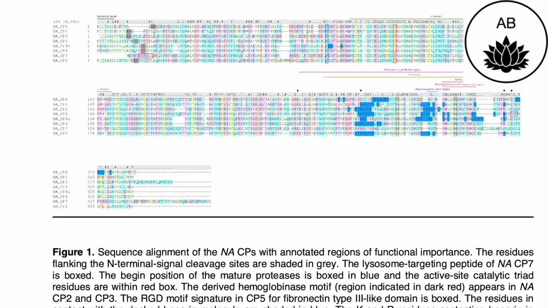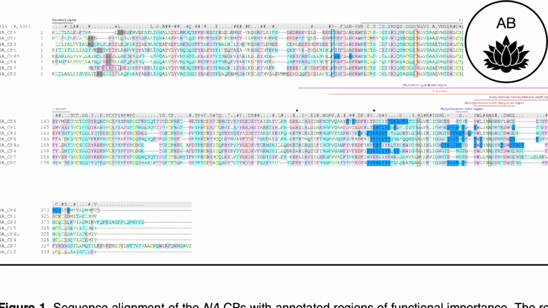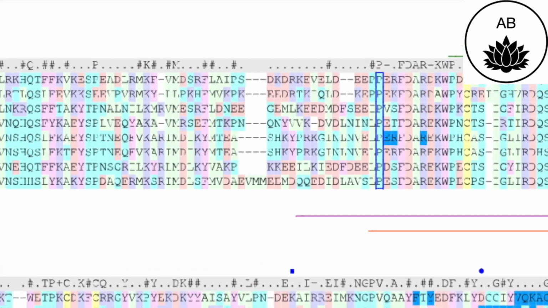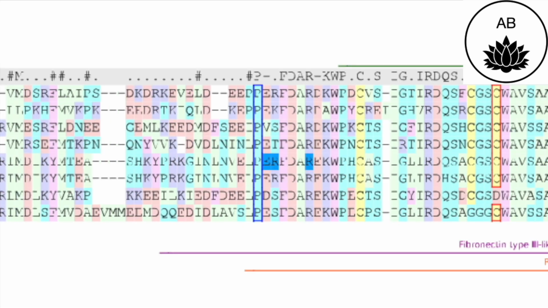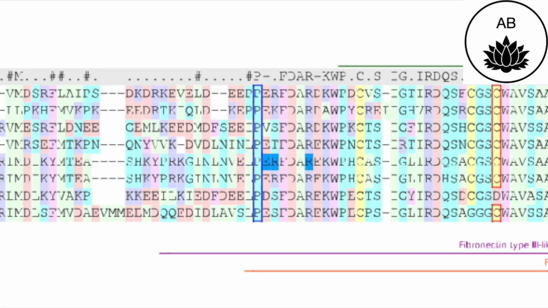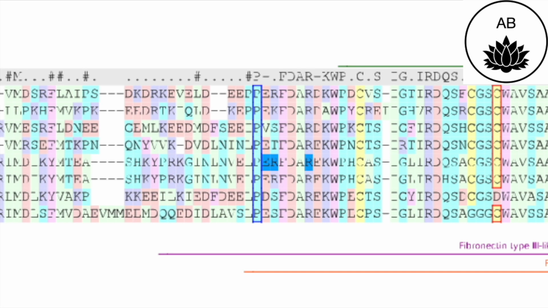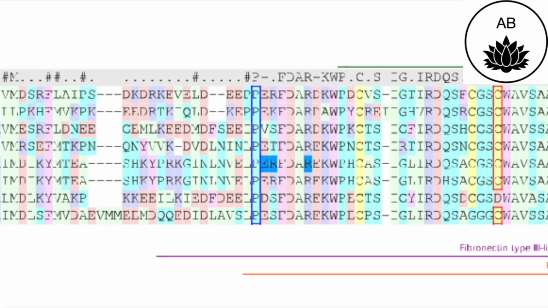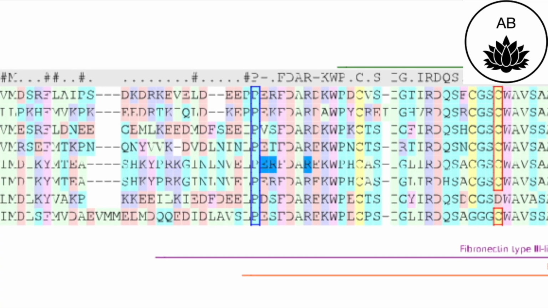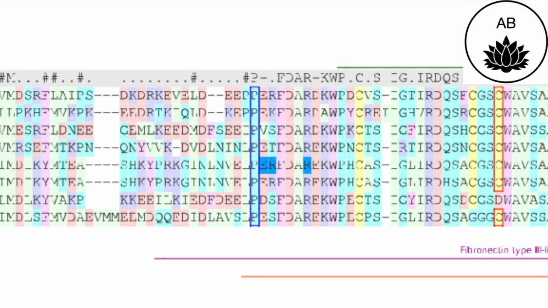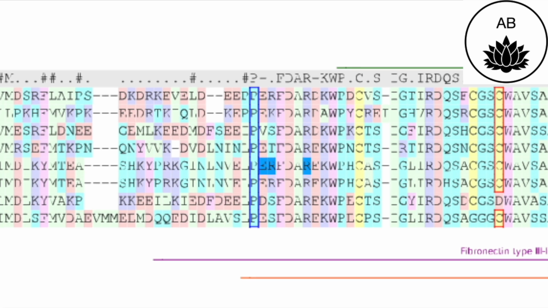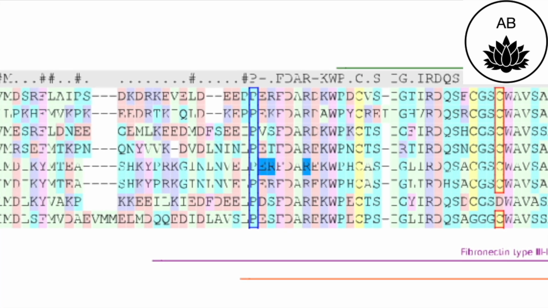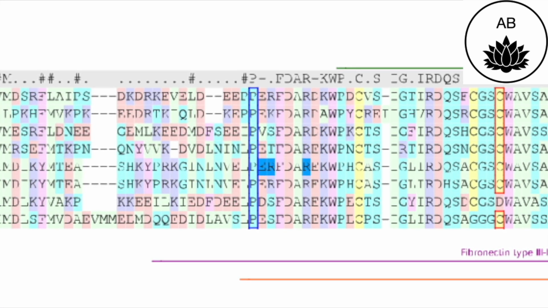Again, zooming in, take a look at the proline in the alignment, which is marked by a blue box. Notice the P's boxed in blue. This is the start position of the mature polypeptides. Further right, you see the cysteine residues that are boxed in red. That's the active cysteine residue of the cysteine proteases. That is, these cysteine residues are within the enzymatic cleft and they participate in the enzyme reaction.